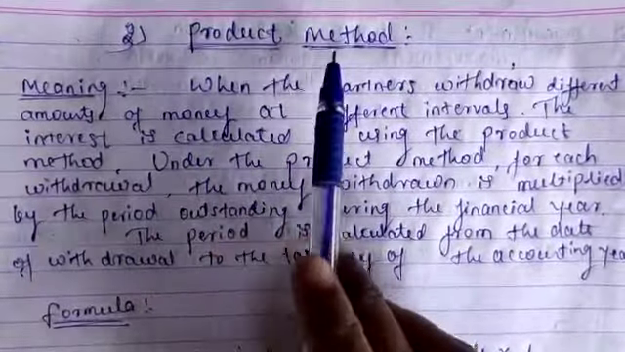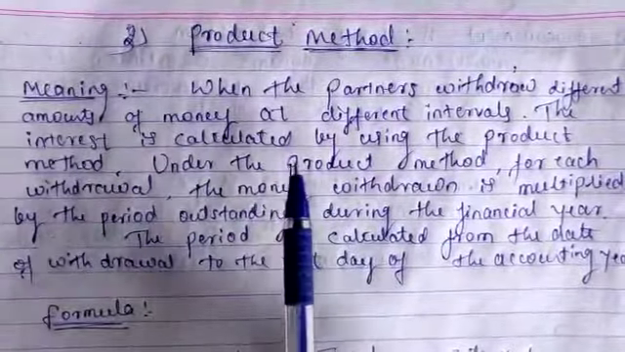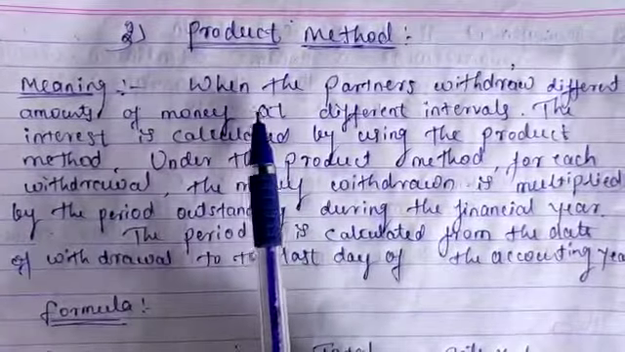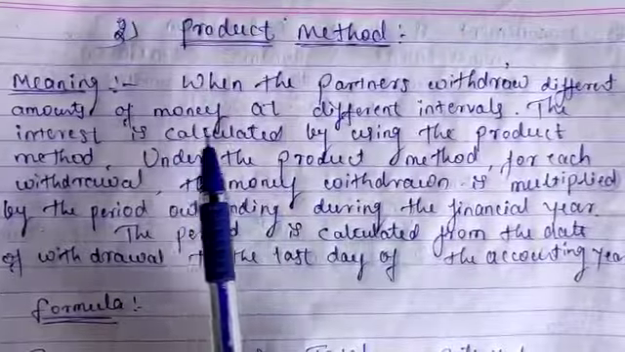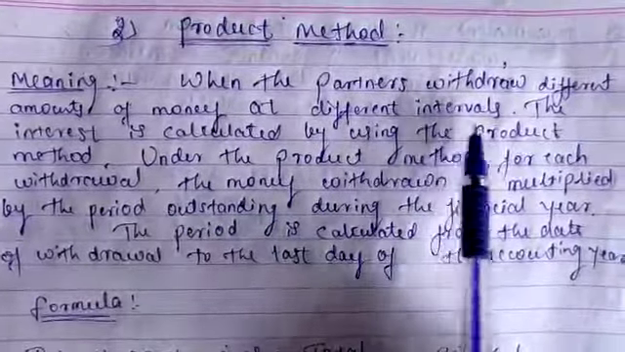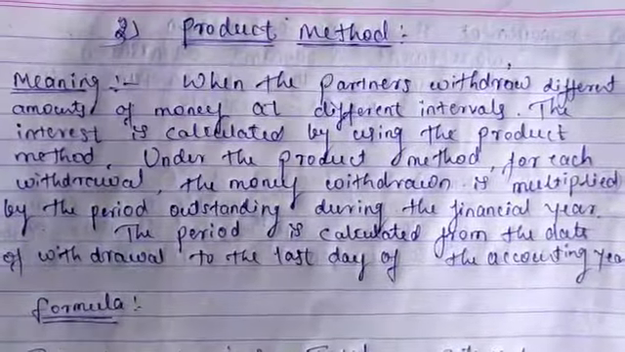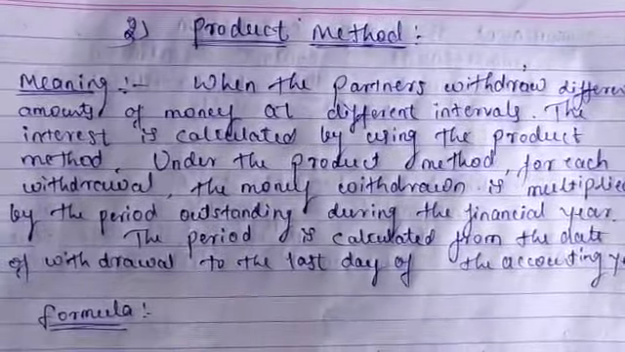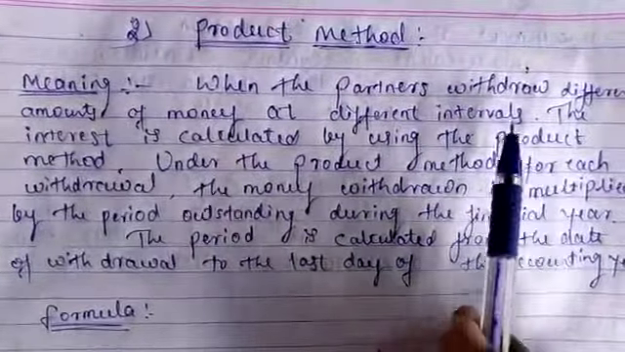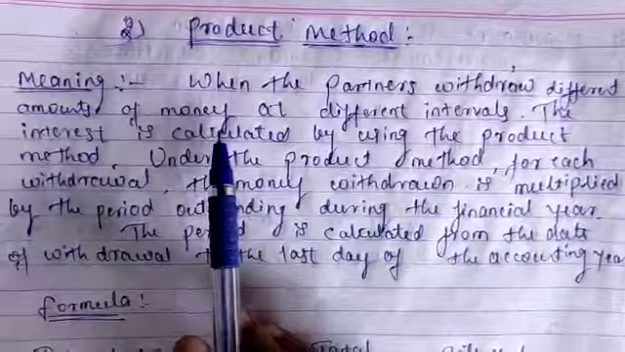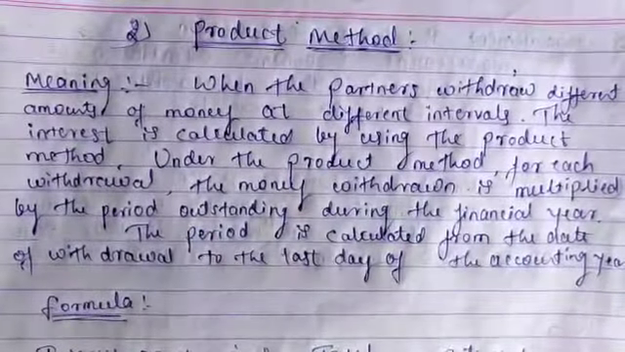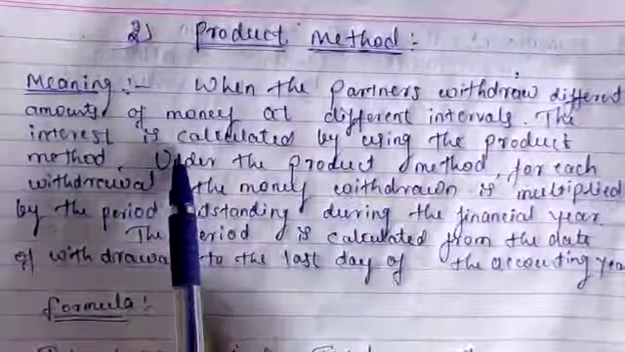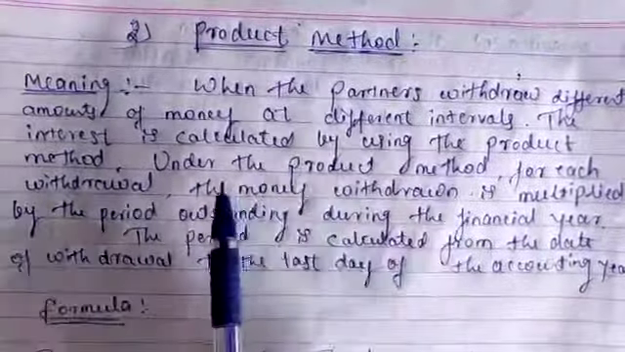This is the product method. Here the product method means when the partner withdraws different amounts of money at different intervals. In the average period method, uniform amounts at uniform intervals are given, but in this method it is the opposite. Different amounts of money at different intervals. Different intervals means different times here. The interest is calculated by using the product method.